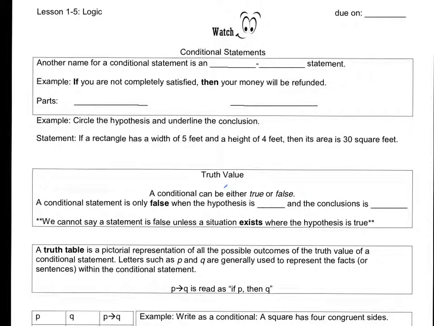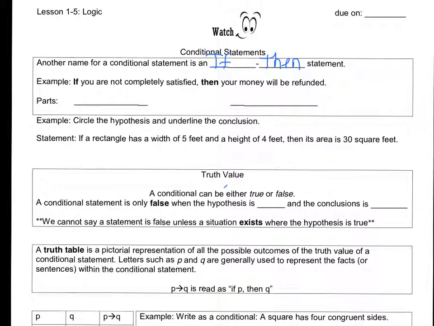All right, this is the very last lesson in Unit 1. And we're going to talk briefly on logic that we're going to need throughout the unit. The first thing is a conditional statement. Another name for this type of statement is an if-then statement. You hear these throughout everyday life. For example, a store might say, if you are not completely satisfied, then your money will be refunded.